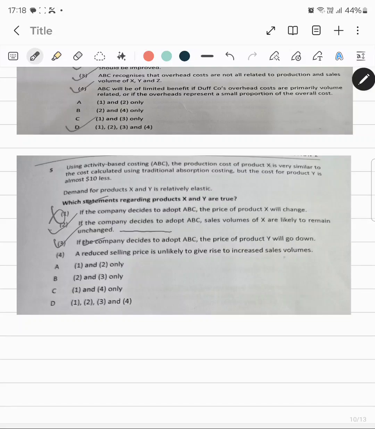A reduced selling price is unlikely to give rise to an increased sales volume. I think this is incorrect. A reduced selling price can increase the demand, because it has been given that the demand for both the products is relatively elastic. So this is incorrect. So only B is the option.